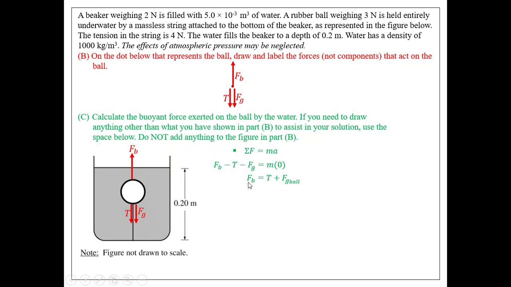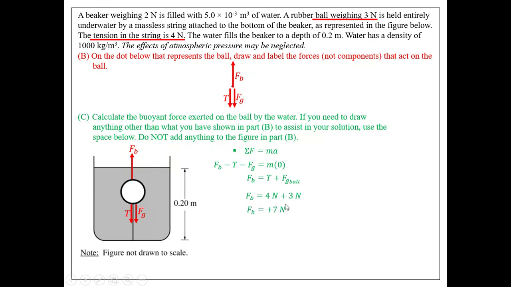You're saying F of B pointing up equals the two pointing down, just magnitude, because the negative sign has already been taken care of for you. The wording says the tension is 4 newtons, and it also says the weight of the ball, once again, is 3 newtons. So we know T, we know F of G. T is 4 newtons. The weight of the ball is 3 newtons. Once again, these are just magnitudes.